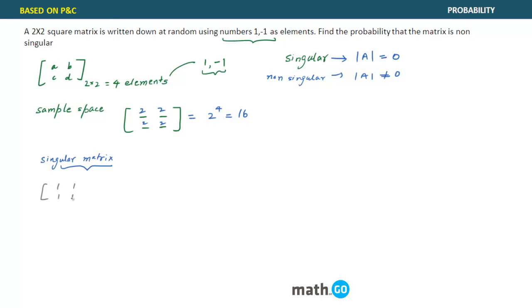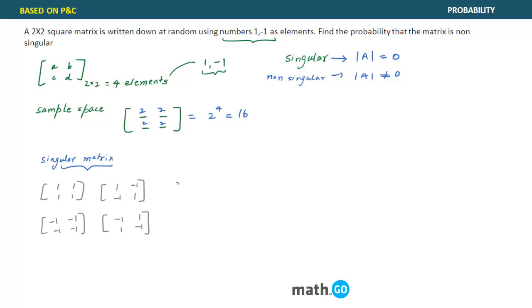So 1, 1, 1, 1. Is it a singular matrix? Obviously, because the determinant is 0. Now let me take another one. Is it a singular matrix? Yes, it is. Why? Can you see the pattern here? The diagonal elements are the same, right? Similarly, I can make another one where the diagonal elements are minus 1 and minus 1, 1 and 1. So this will also give you value 0. Here also the pattern was that all 4 elements are the same. So another can be written something like this, and again the determinant will be 0.